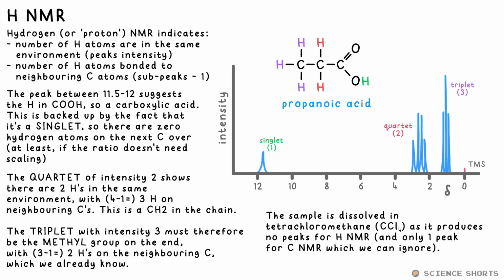This takes some practice, so make sure you have a go at plenty of questions on this and you'll start to notice similar patterns of peaks. For example, a triplet quartet pattern indicates a CH2, CH3.